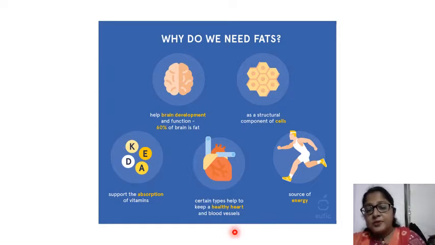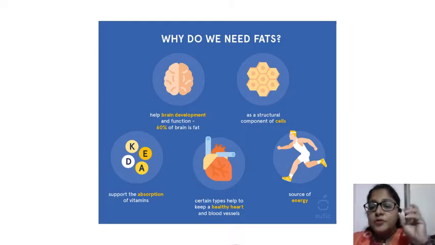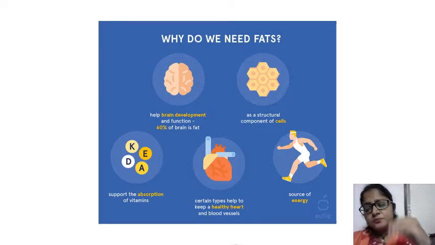There are certain types of fat like omega 3, omega 6, which help us to maintain a healthy heart and blood vessels. Definitely, it is also a source of energy. Fat provides 9 kilocalories of energy per gram. So fat is essential for that as well. Now we will come to know how the fatty food that we eat is digested in our body and how we get the energy or the different functions of the fat.